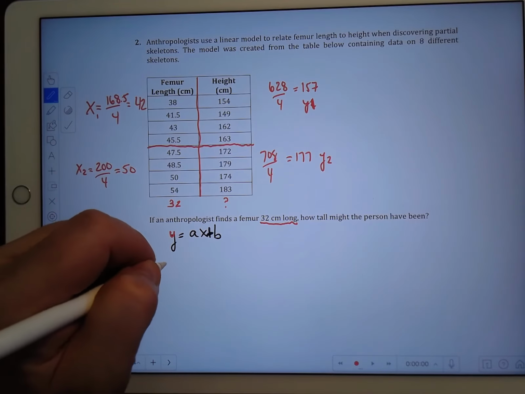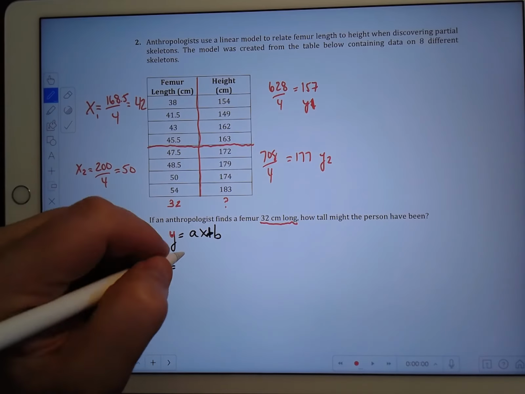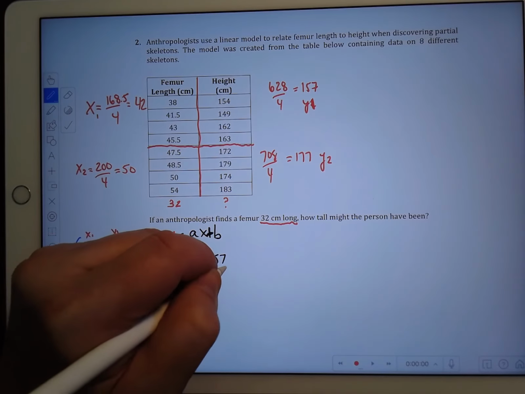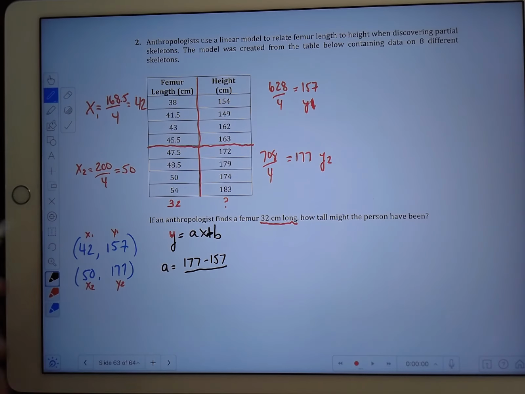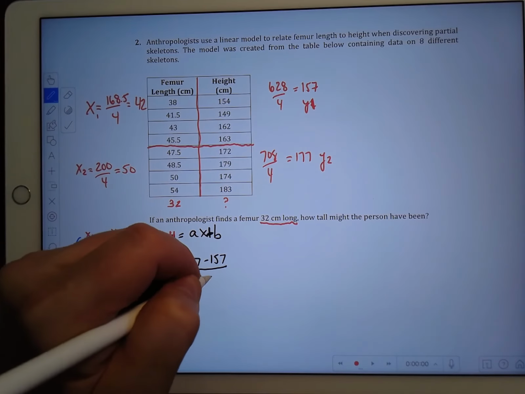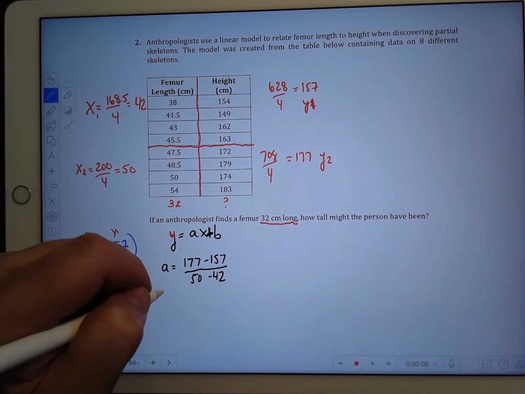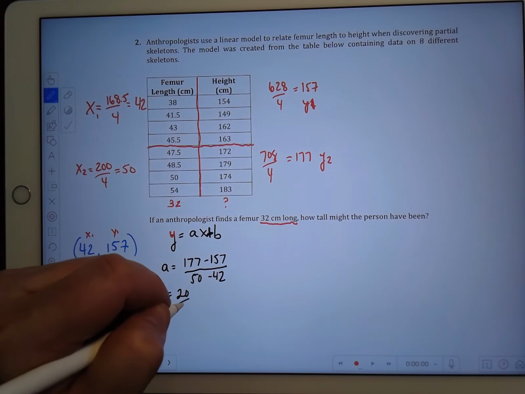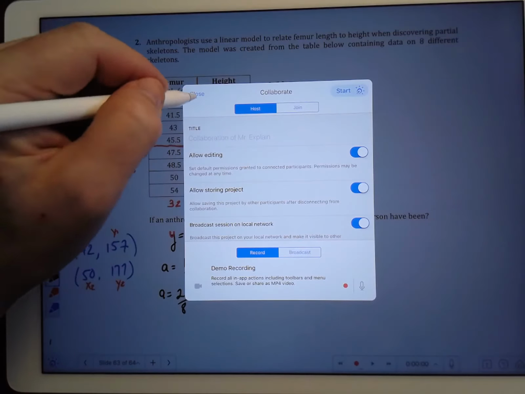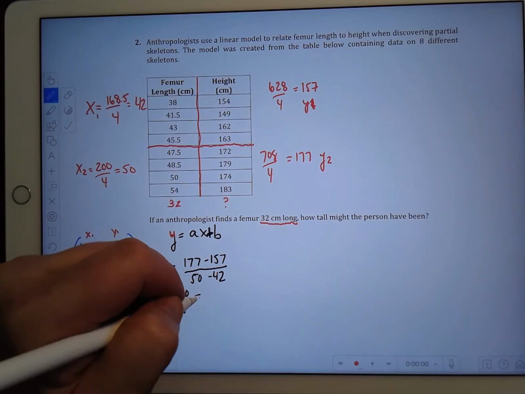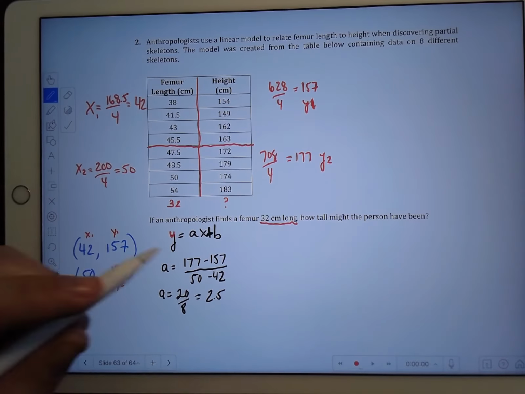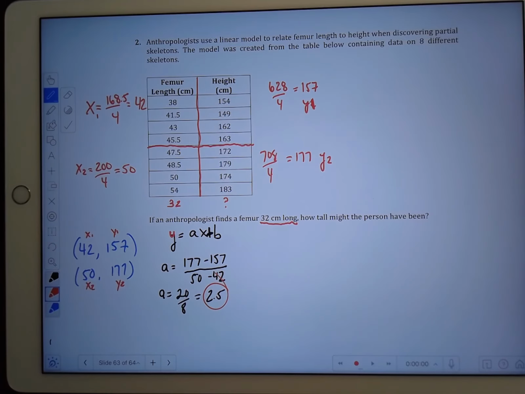So we'll get the A. The A will be equal to 177 minus 157, divided by 50 minus 42. So the A in this case is going to be equal to 20 over 8, which is equal to 2.5. So there's our A right there.